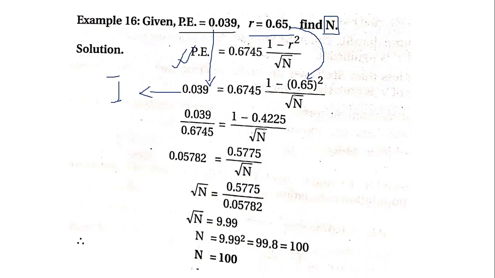Now the next step, what we are going to do is, we will take this constant number, that is 0.6745, to the other side. Here it was multiplication, so when you transfer it to the other side, it will become division. So 0.039 divided by 0.6745 is equal to 1 minus 0.65 square, whole divided by square root of N. Did you all understand step 2? Did you understand what we did here?